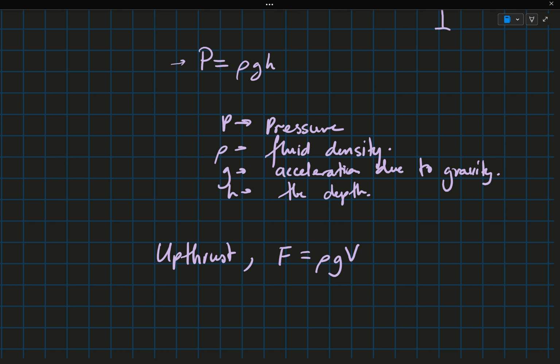So the volume of the object that is immersed in the liquid. Alrighty? So that's what we're looking at there. V can be reduced to some other components that we've seen before. What would V be equal to? Anyone? The volume there, what would it be equal to?